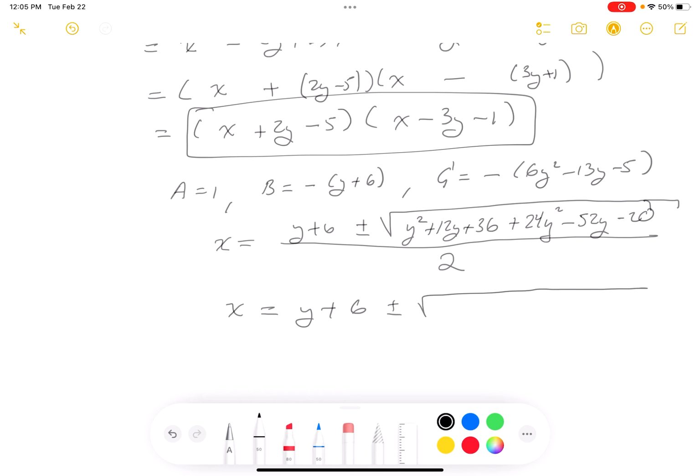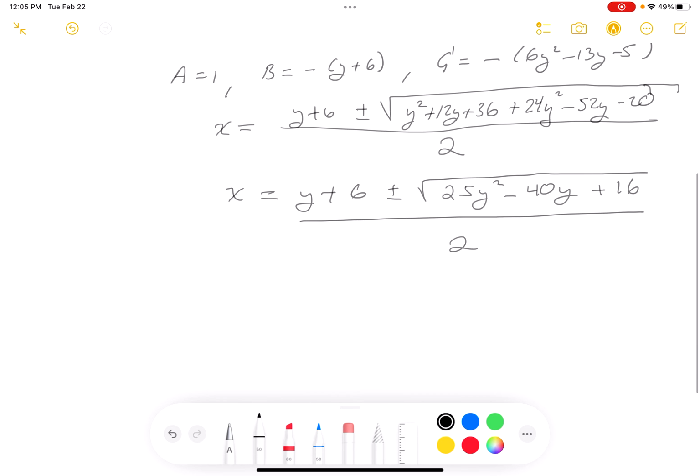And let's see what you get. You get 25y squared minus 40y, and then I get 16. And this is all over 2. I'm still not there. I'm still struggling with it.